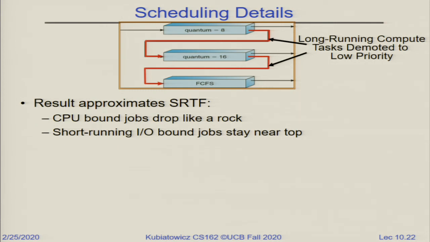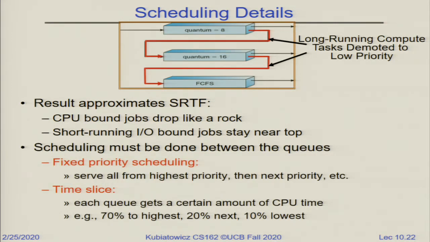CPU-bound jobs drop like a rock and short ones rise up. There are some interesting questions here, though. How do you schedule between these queues? If you have only fixed priority scheduling, where the top is the highest priority and the lower ones are lower priority, that could be a problem, because you could end up with starvation again of the low priority things, right?